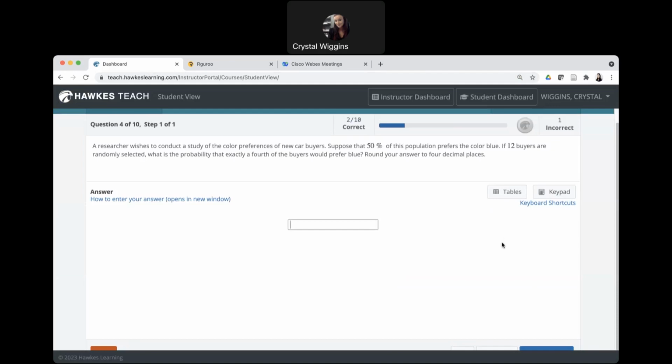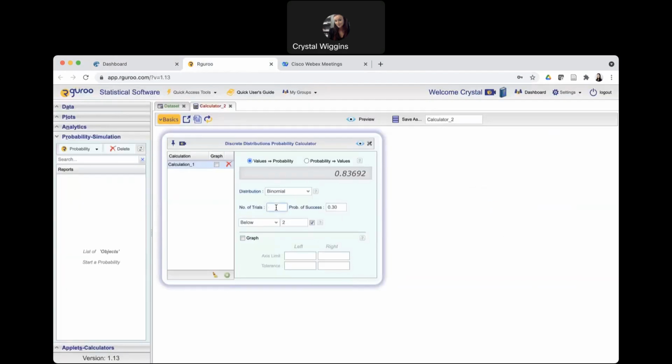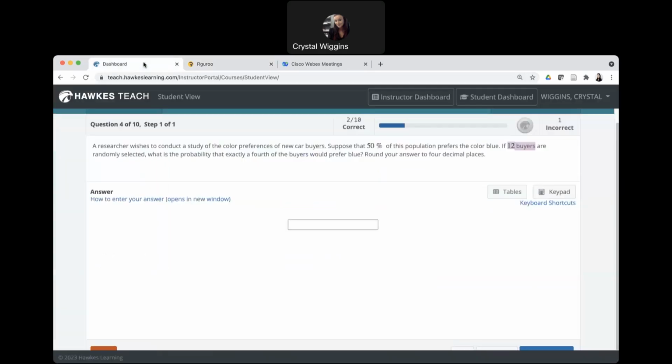A researcher wishes to conduct a study of the color preferences of new car buyers. Suppose that 50% of this population prefers the color blue. If 12 buyers are randomly selected, what is the probability that exactly a fourth of the buyers would prefer blue? Okay, remember, in order to calculate this probability, we need N, the number of total trials that are participating in the study, or in this case, the number of total buyers. So N is 12. Let's start typing it in as we find them. We have 12 total buyers in this scenario.